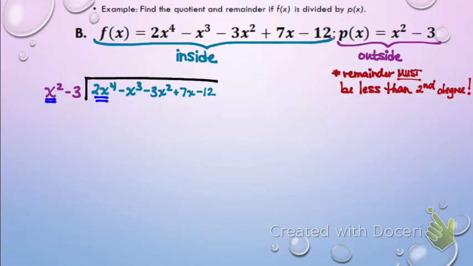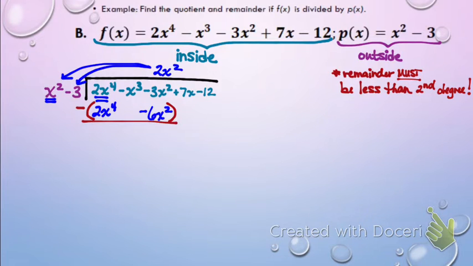X squared and 2x to the 4th. What would I multiply x squared by so that I can make 2x to the 4th cancel? 2x squared. I take that and I have to distribute it to both pieces out here. So I'm going to have 2x to the 4th minus 6x squared. I've got to bump it over so that I've got it underneath the same degree. And then we are going to subtract all of this. So change both signs. We subtract both pieces. 2x to the 4th minus 2x to the 4th cancels out just like I want it to.